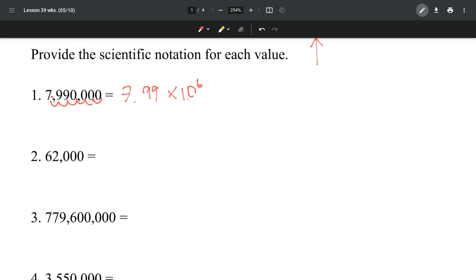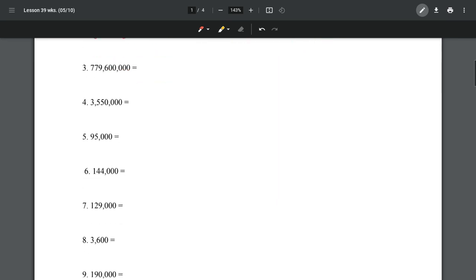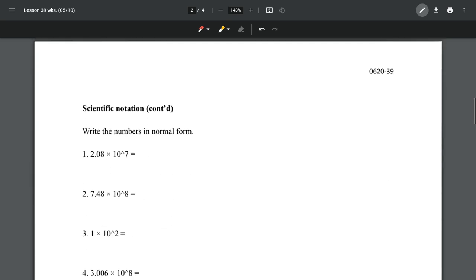How about number 2? We have 62,000, and we want to put it in scientific notation. Again, we're going to move the decimal point 4 times to the left. We're going to put a decimal point there. And so it's 6.2 times a base of 10 to the power of 4. Okay, so that's it, just simple and easy like that. Go ahead and try the rest on your own. Just follow the form, and let's continue.